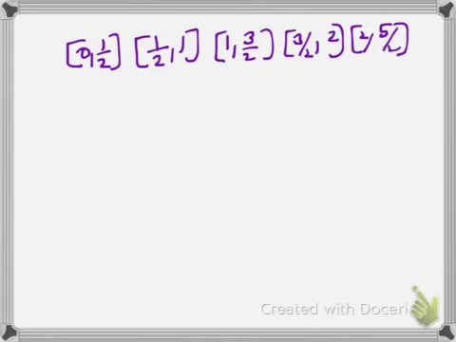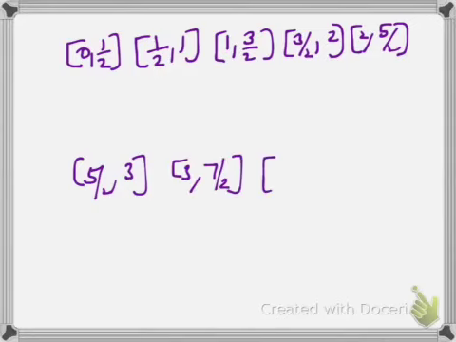Then you have 5 halves to 3, then 3 to 7 halves, then 7 halves to 4, right? You should have 8 intervals. I've divided my 0 to 4 into 8 intervals: 1, 2, 3, 4, 5, 6, 7, and 8 intervals.